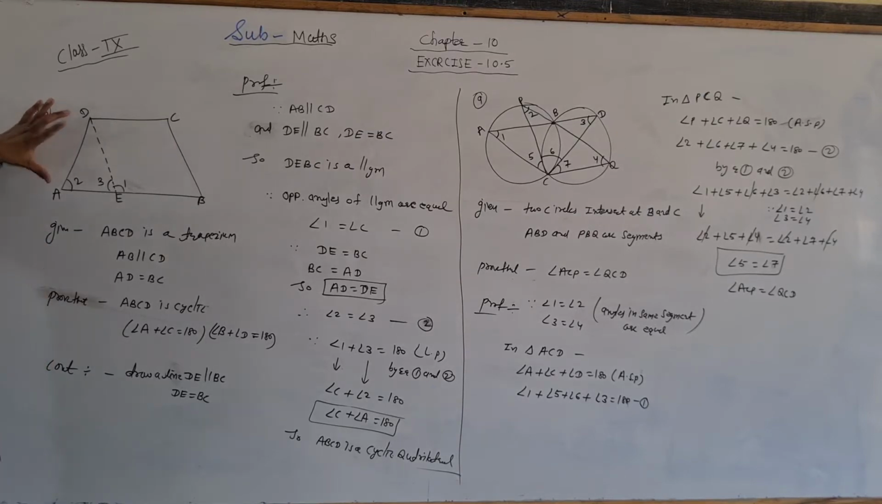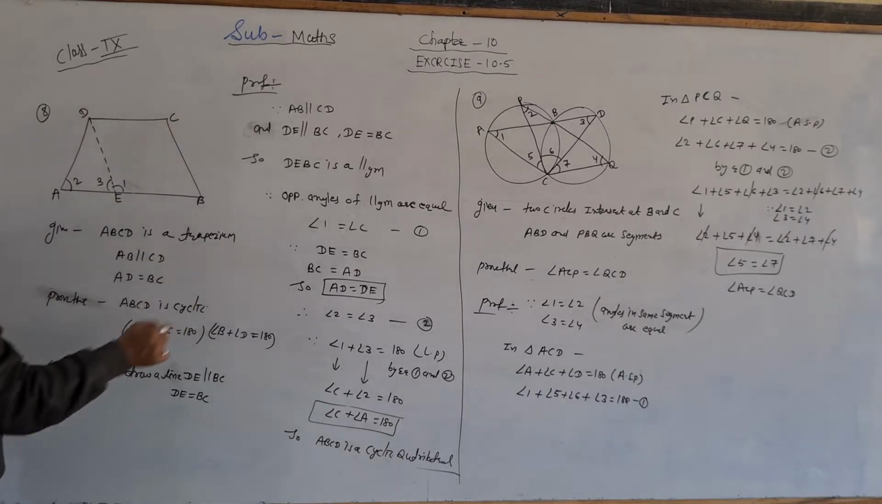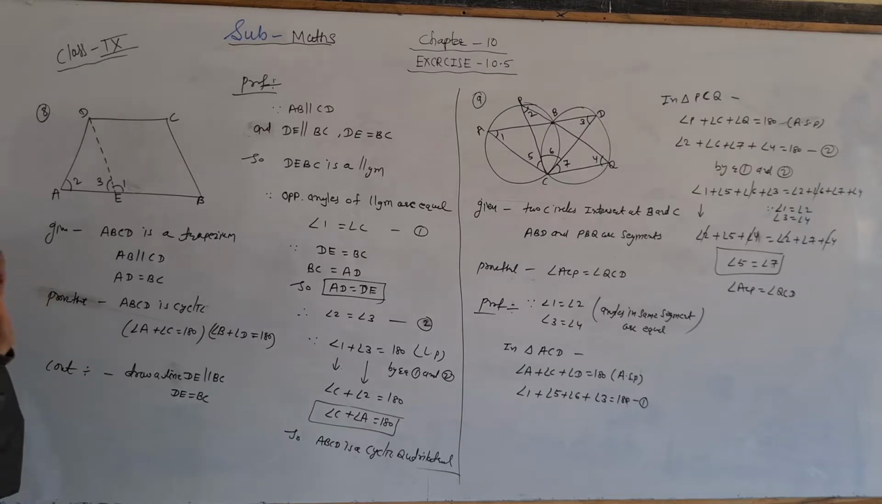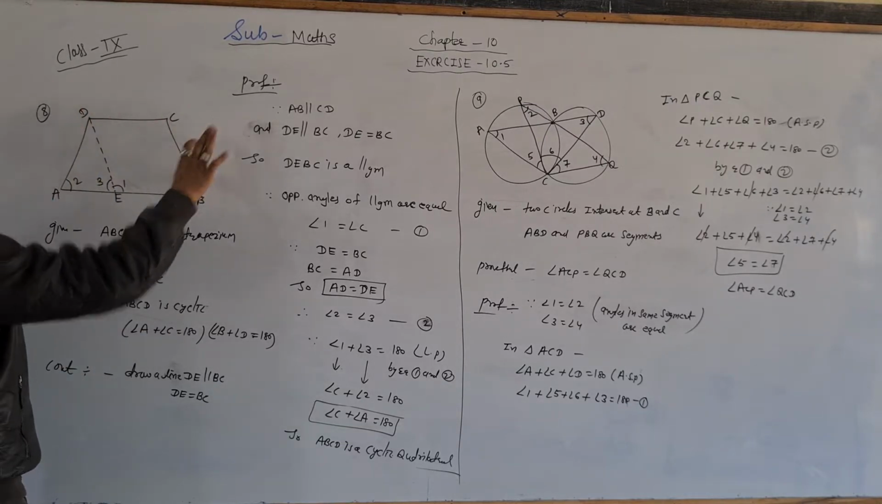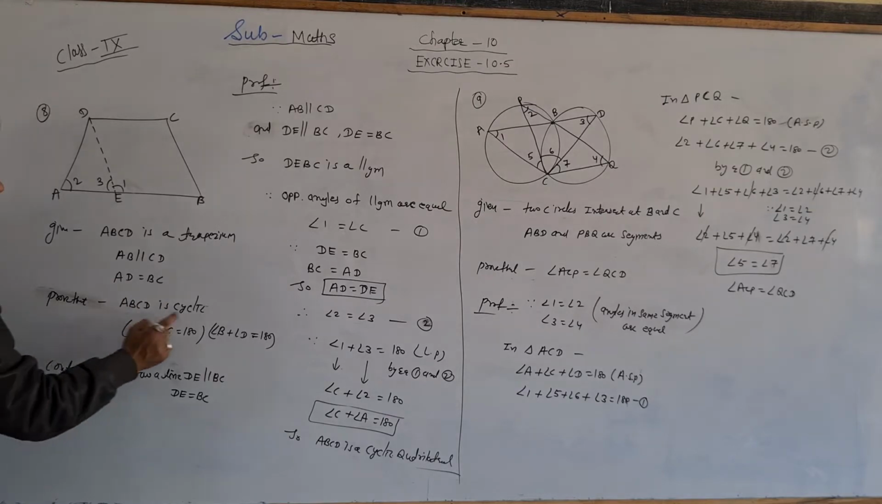It means AB and CD are parallel in a trapezium, as you know, and AD and BC are non-parallel. So the given thing is ABCD is a trapezium. Trapezium means AB parallel CD, and the non-parallel sides are equal, given. Then we can say that AD equals BC. AD equals BC is given. So now we have to prove that ABCD is cyclic.